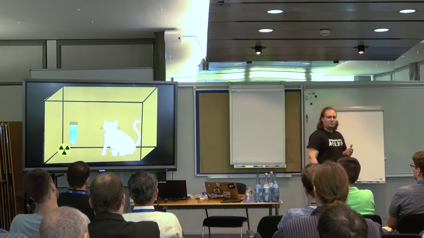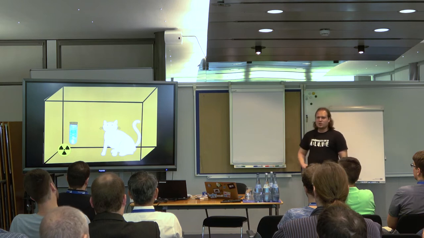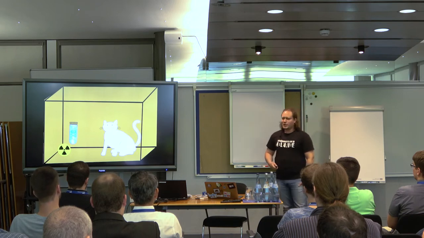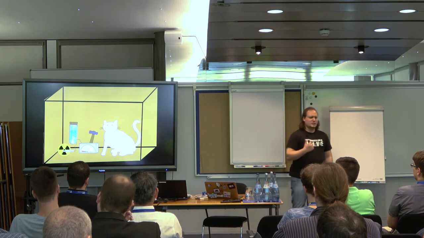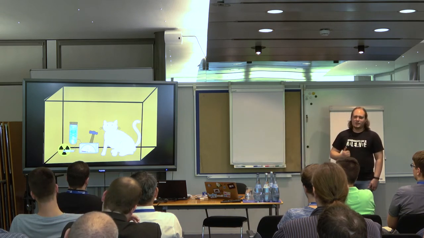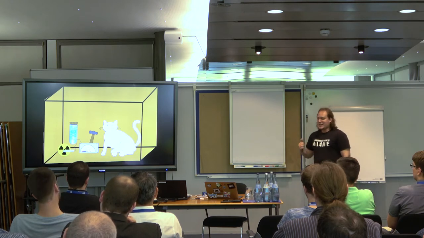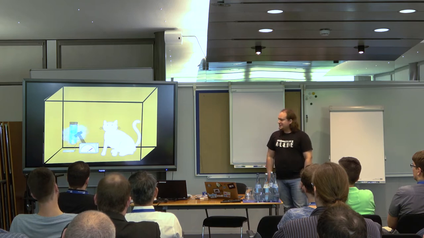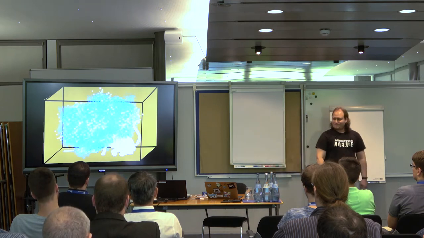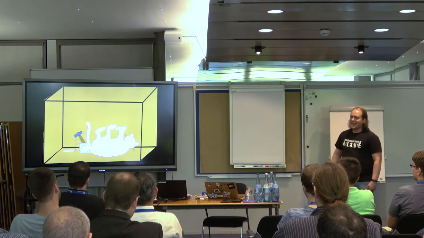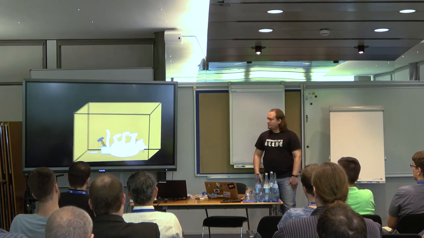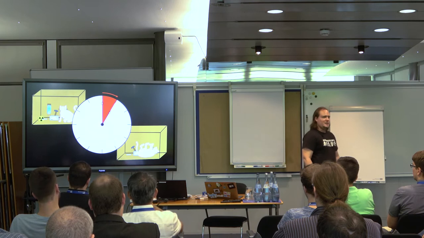What else? We have a bottle of gaseous cyanide. Now, as long as it's in the bottle, that's absolutely fine. But cyanide is really poisonous. So we don't want that to get out, do we? And then we have this weird contraption. This is a Geiger counter with a hammer attached. And now, if the Geiger counter should measure any radiation, what happens? Dead cat.